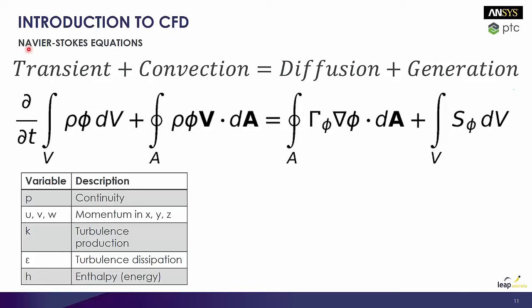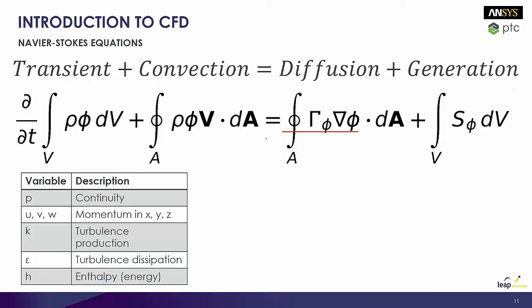Right, so D on DT over there, and all it's doing is trying to capture the unsteady nature of the flow. We've got a convection term over here as well, and that's capturing the bulk fluid motion. We've got a diffusive term over here, and that's capturing viscous flow.